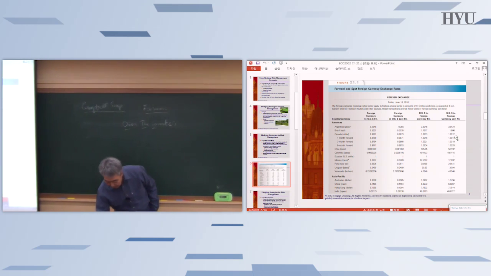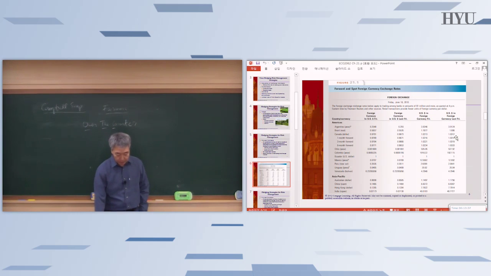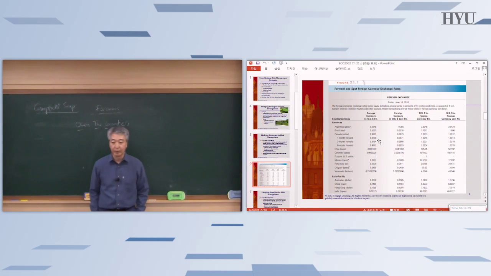And then there are 1 month forward, 3 months forward, and 6 months forward. So today it's 0.9789. Today's spot price is 0.9791, right? But 1 month forward is 0.9789. So if you want to purchase the 1 month forward Canadian dollar, in other words, who would purchase this thing? Think about it. Between exporter and importer.